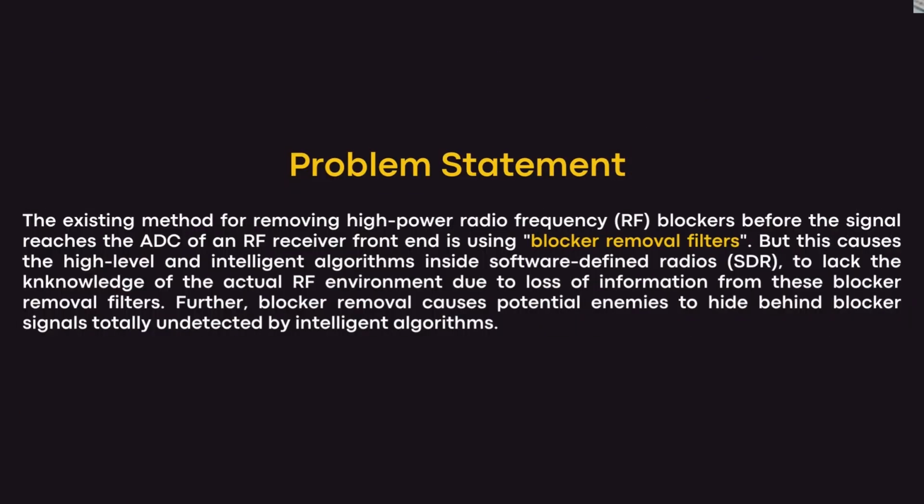Moving on to the problem statement of our project. In the prevailing RF frontends, high-powered blocker removal is done by introducing blocker removal filters into the receiver signal path. This approach has limitations, such as losing information along with the blocker removal, and lacking knowledge about the nature of the blocker signal, which, if known, might aid military applications.